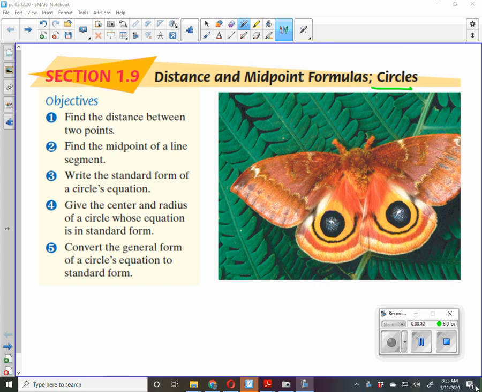For today, we're just going to run through distance, midpoint, standard form, and center and radius when it's at the center and when it's not at the center. And then we're introducing the toughest part, and the part that's most fun, general form. We've got to remember how to complete the square. So we're going to jump right into this.